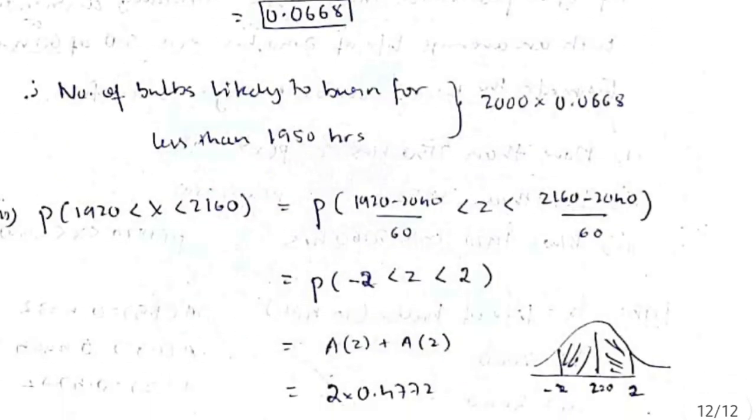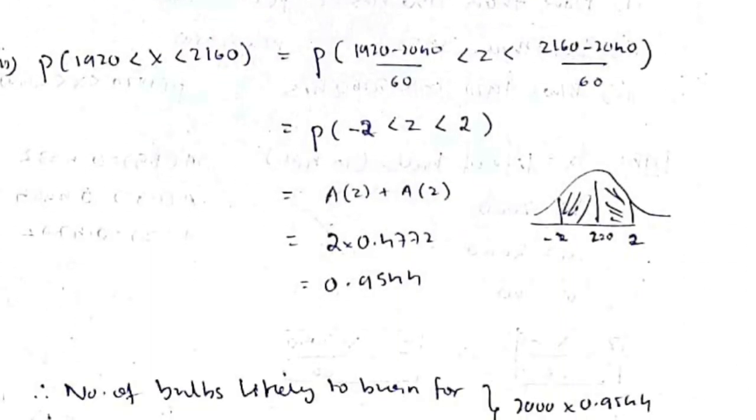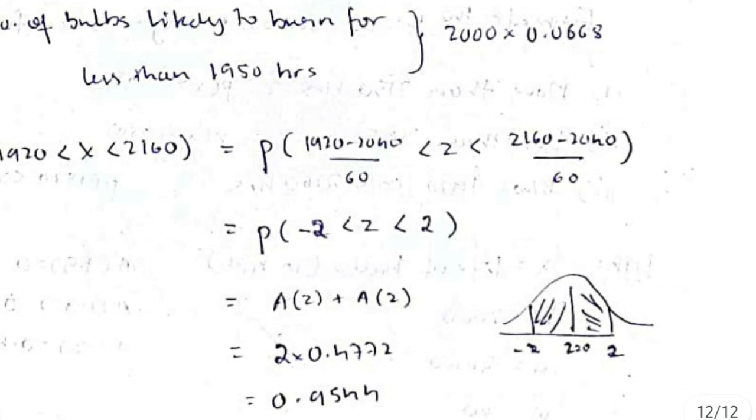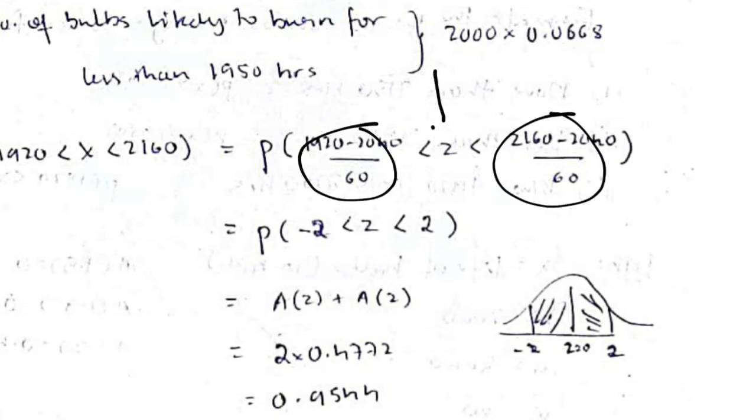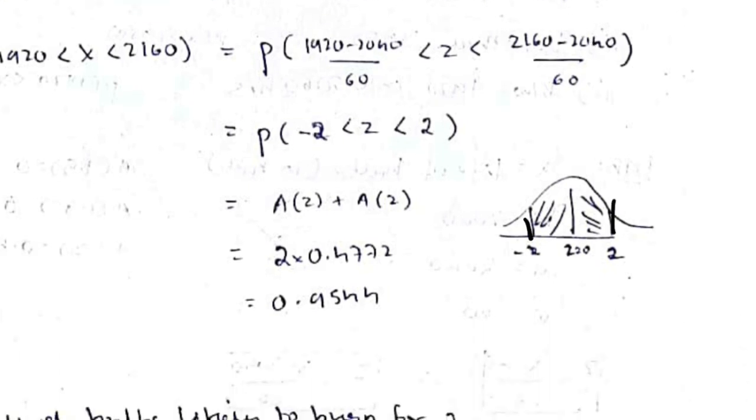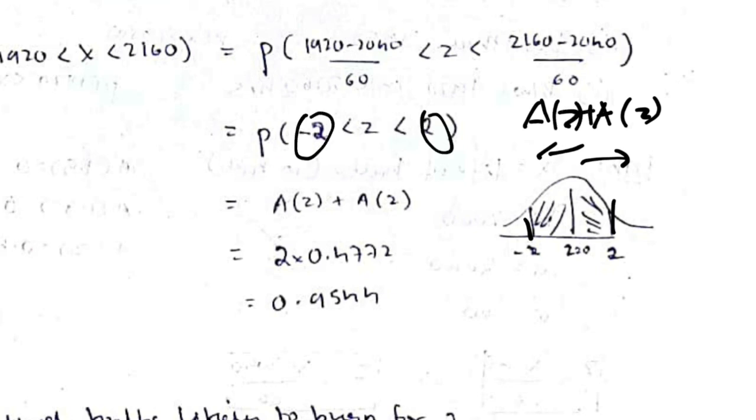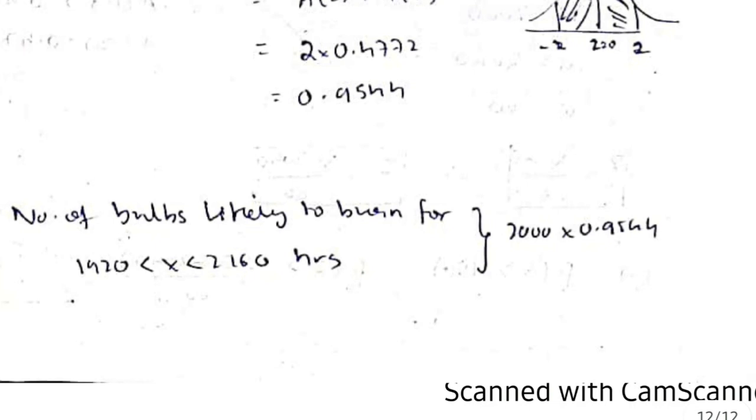Lastly, we have to find the probability of X between 1920 and 2160. So we'll be writing here the Z formula for 1920 and 2160, and we'll get Z between minus 2 and 2. That's nothing but A of Z plus A of Z. Here also it is A of Z only if you take the symmetry, so it is 2 times A of Z. Z is 2 here, so it will be 2 times A of 2, which is 0.9544. Finally, multiply the value with 2000 bulbs, so you'll get the approximate number of bulbs having life between 1920 and 2160 hours.